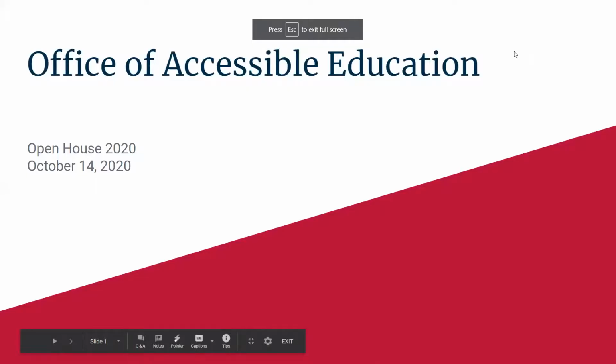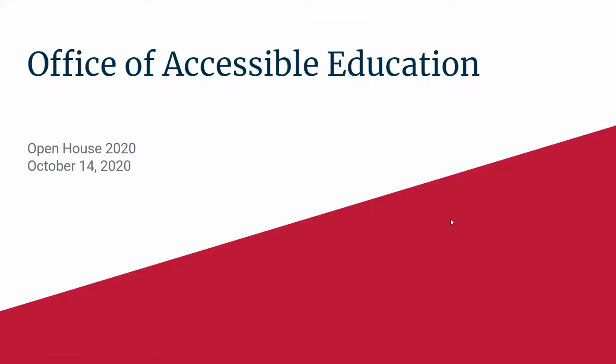And we'll talk a little bit about some of the things that are important to know about the Office of Accessible Education. So my name is Cara Cadavera. I am the Associate Director of the Office of Accessible Education. And as I mentioned, Heather Steffen, the Accommodations Coordinator, should be joining in a few minutes to answer any questions you may have.